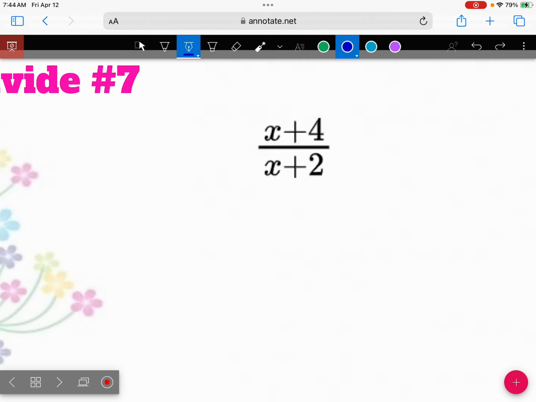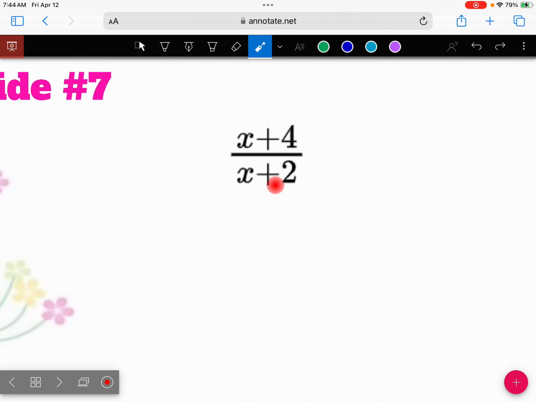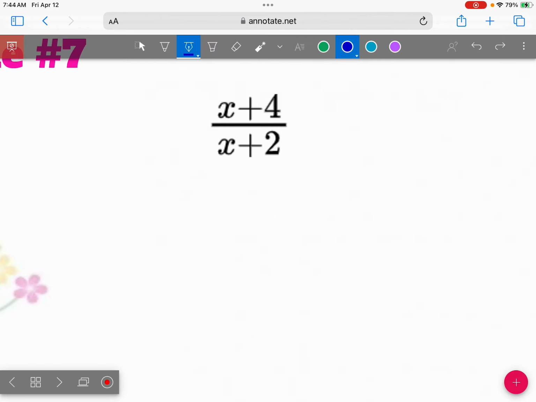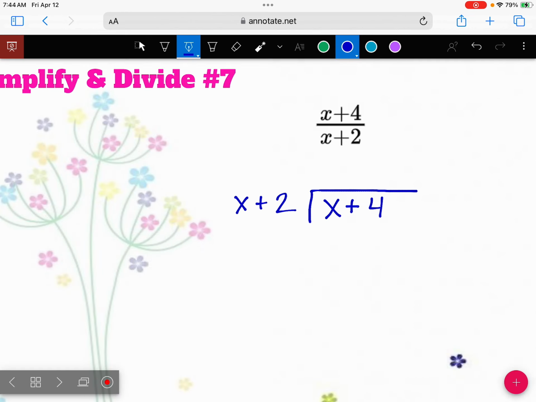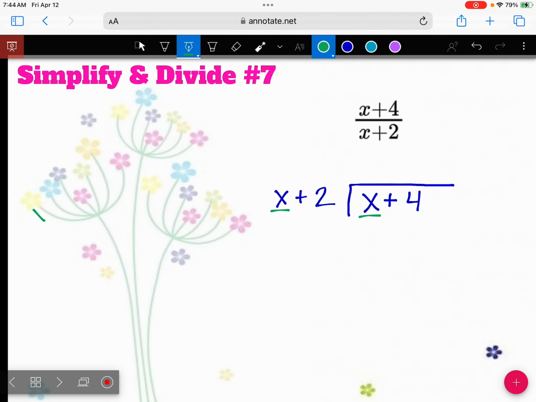On this one, we are actually just going to hop straight into our long division. Since I don't have any squares in here, and these two pieces don't match, I know we can't simplify. So we're going to go straight into our long division where we're going to divide x plus 4 by x plus 2. We're going to look at our first terms and set that up as our little baby division. We've got x over x, which simplifies down to 1.